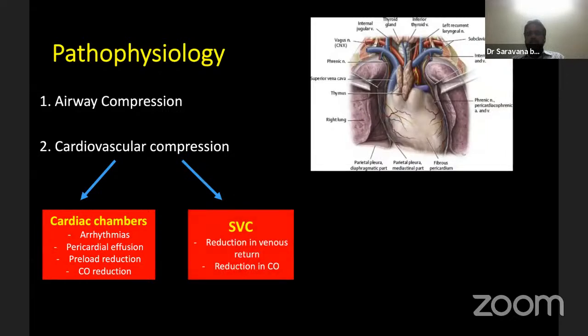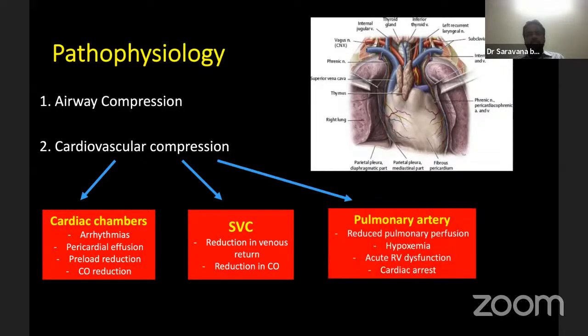So if it obstructs the SVC, as we all know, the entire venous return from the upper body comes through the SVC to the right atrium. So if it compresses the SVC, there will be a decrease in venous return, and also decreased preload to the left ventricle. And so it ultimately results in the reduction in the cardiac output.